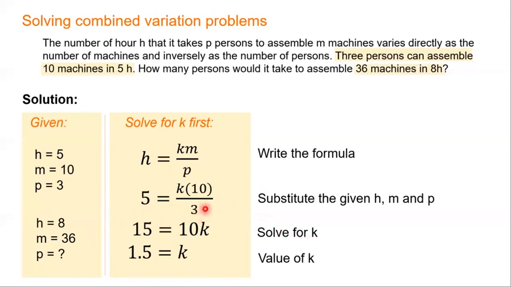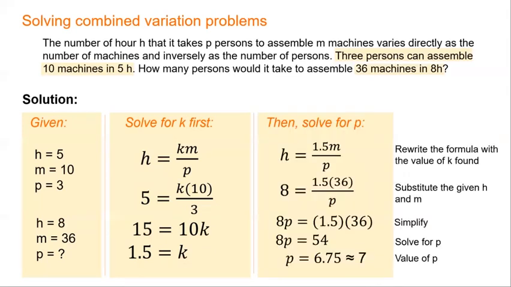So, kaya nawala yung ating denominator dito sa kanan ng equal sign is that we have applied cross multiplication. Kaya naman we have 5 times 3, that is 15. At sa kanan naman, we have 10k na lang. Then, to solve for k, divide lang natin both sides sa 10. That is 15 divided by 10. We have 1.5. 10k divided by 10, naiwan na lang is k. Therefore, ang value ng ating k is 1.5.